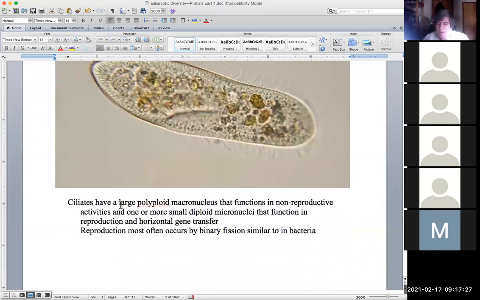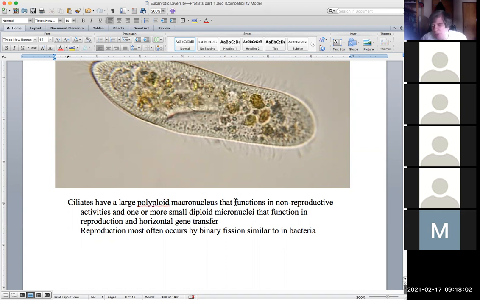Because they're so big, ciliates have a very large polyploid macronucleus. Macro just means big. So it's polyploid. So what does that mean? Well, remember when we talked about sympatric speciation, we talked about polyploidy being one of the ways that that could happen. And a polyploid nucleus isn't haploid, it isn't diploid, it's triploid or tetraploid. It's got multiple copies of the chromosomes.